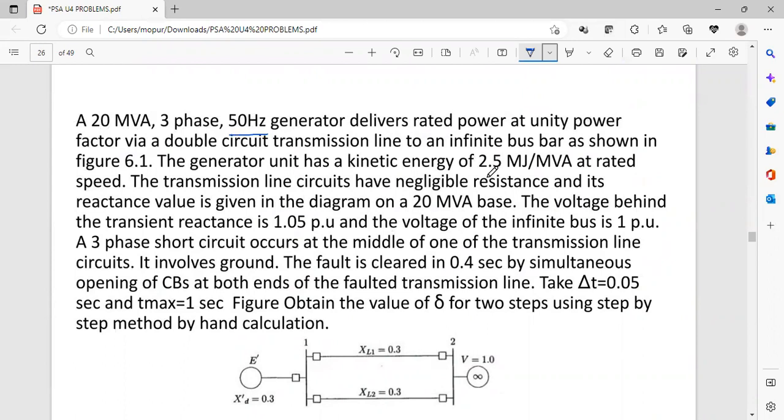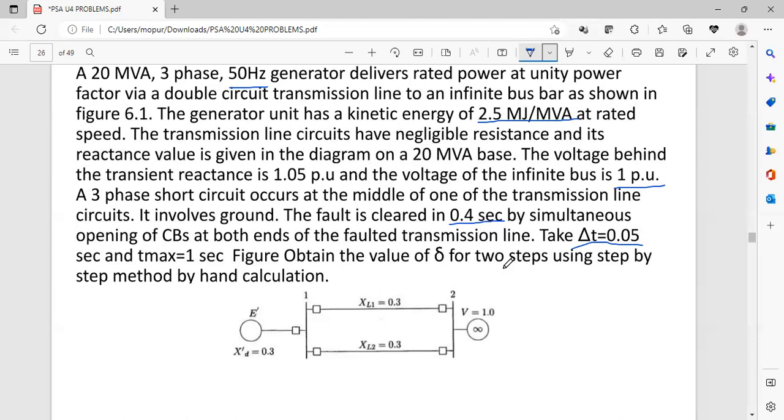Unity power factor, this is the value of H. They had given the value of H, and then they had given V infinite as 1 per unit. They had given del T is 0.05. Fault cleared in 0.4 seconds, they had given the fault clearing time. Now let us see the solution.